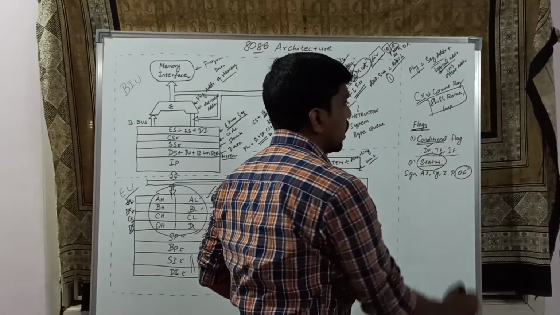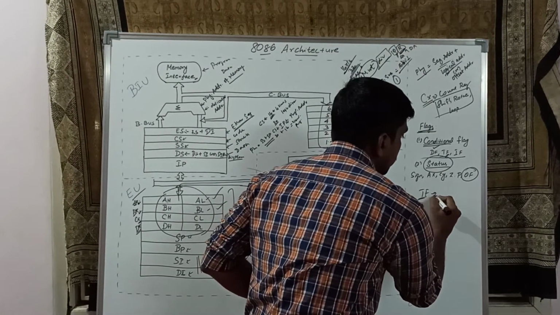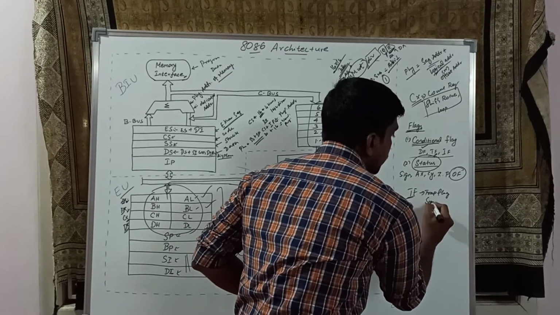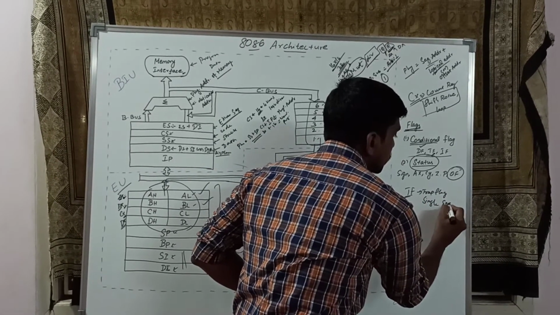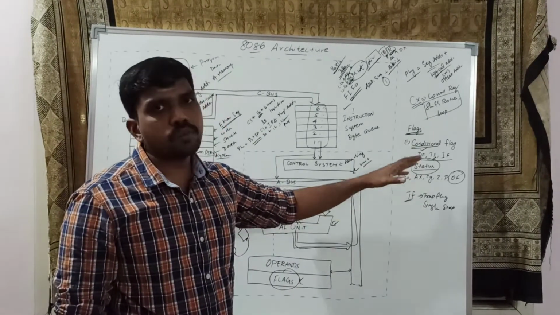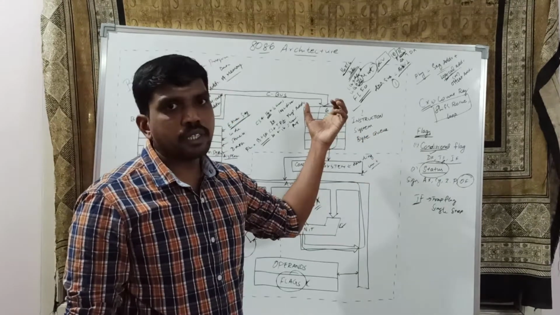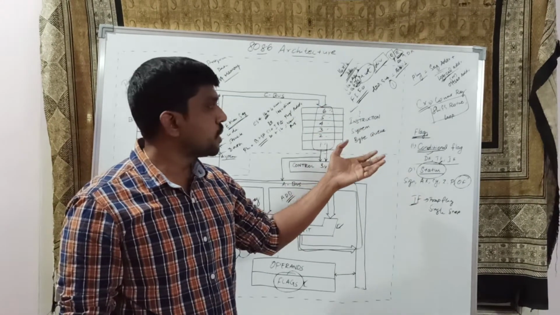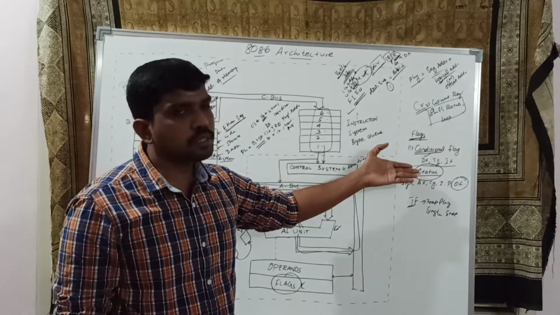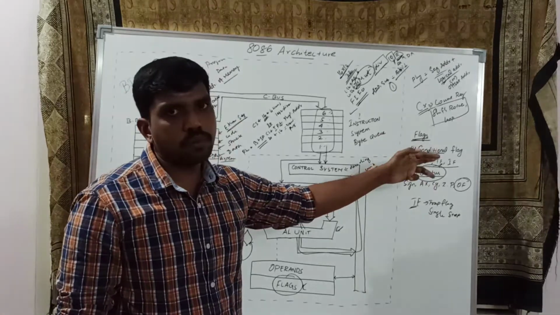The next one is TF, the trap flag or single step. This trap flag is always set to 1, because all the instructions are fetched one by one: first the instruction is decoded, then executed. So it is also considered as one type of software interrupt. So the trap flag is always 1.